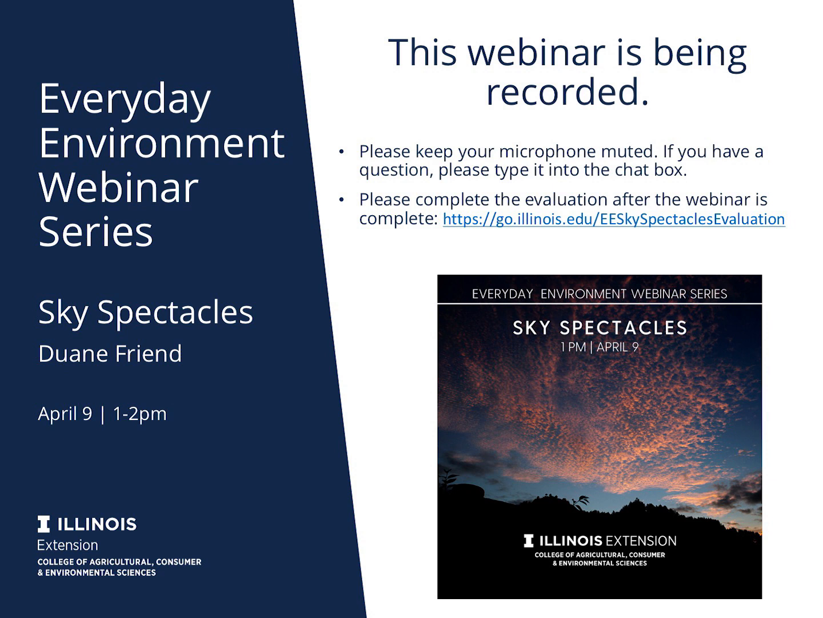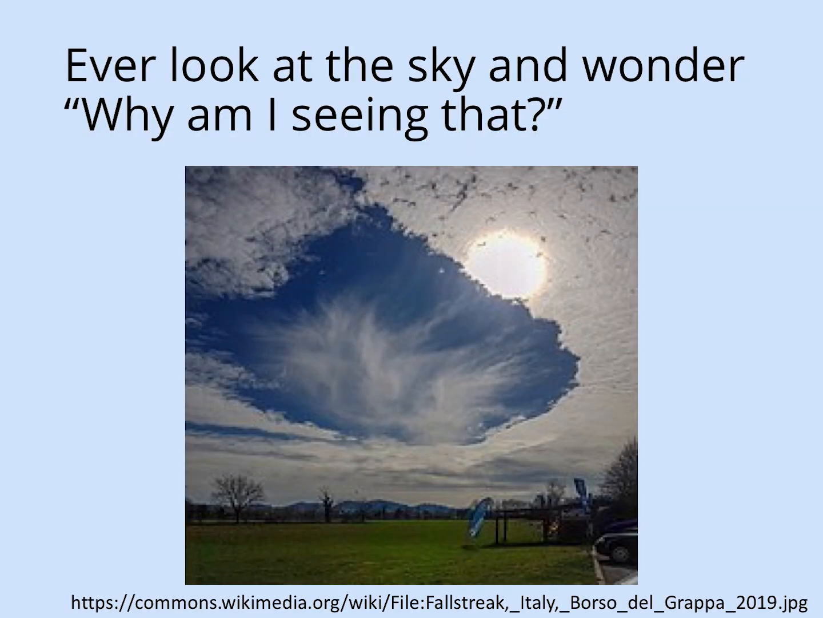So again, what we're going to be talking about is different types of things that you might see in the atmosphere. And when you look at the atmosphere, look at the sky. I'm looking outside my window right now and I see this beautiful blue sky. I see all these fluffy white clouds, but there's lots of things out there that people may see from time to time and not really know what's going on with it. For example, this picture that you're seeing right now is called a fall streak.